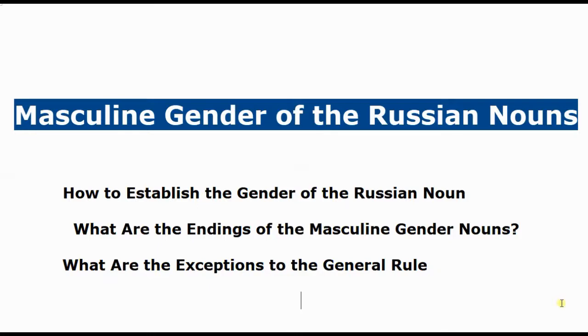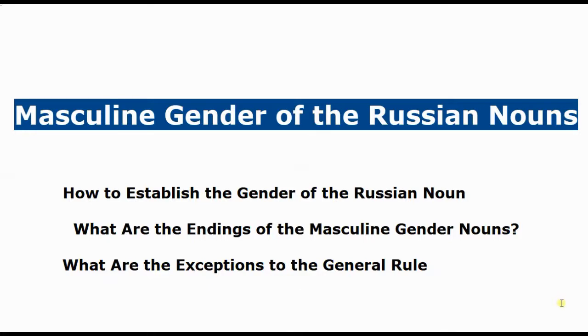So in today's video lesson we're going to be talking about the Russian nouns. If you watched some of my previous lessons, you may already know that the Russian nouns can be divided into three very important categories, and that is the gender. So Russian nouns can have three different genders, and in today's video we're going to revise how to establish the gender of the Russian noun, and we are going to be talking about one gender in particular, which is the masculine gender of the Russian nouns.